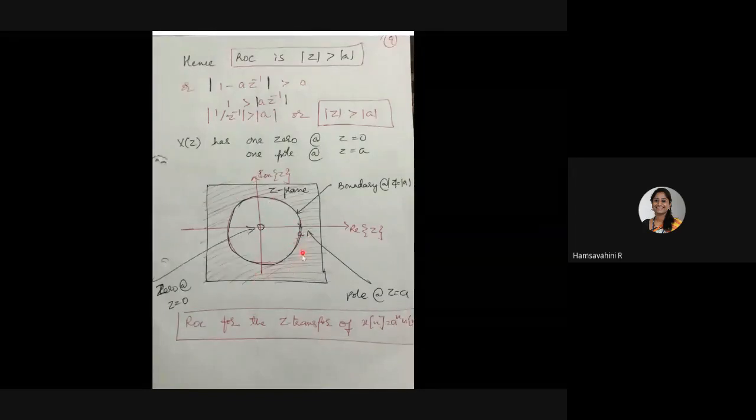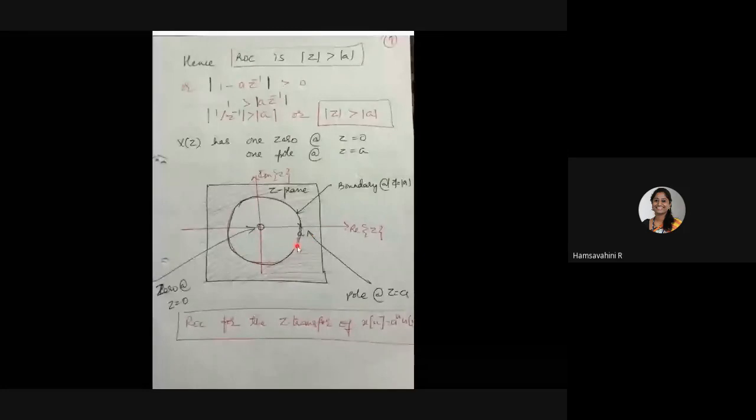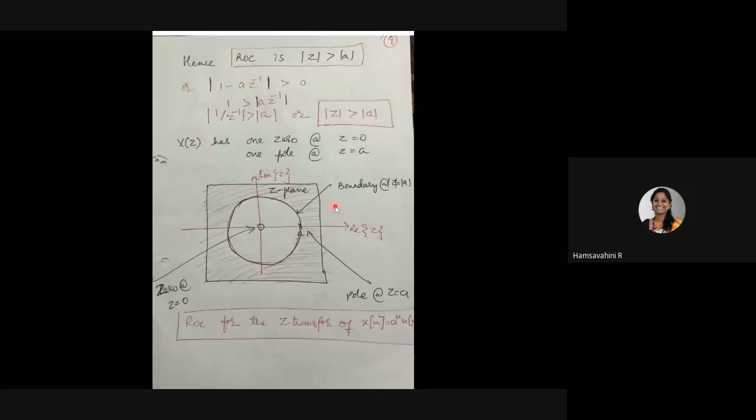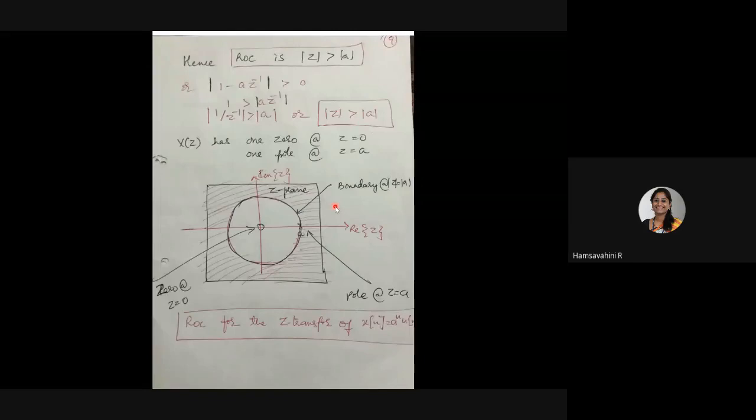So, where will be the ROC? ROC will be exterior to the highest magnitude of the pole. That is, it is outside the magnitude of the pole, which is equal to 3. So always for positive sided, ROC is exterior to the highest magnitude of the pole. For this problem, ROC is mod z greater than a.